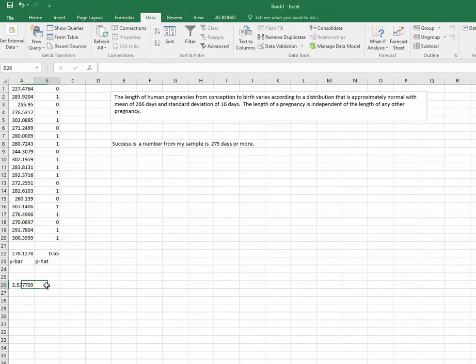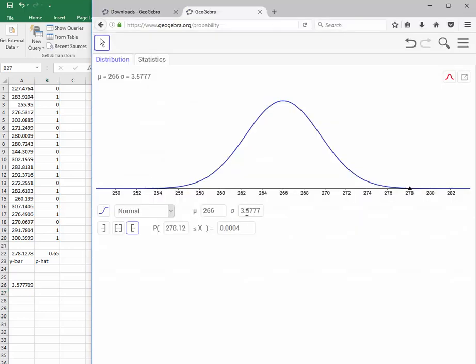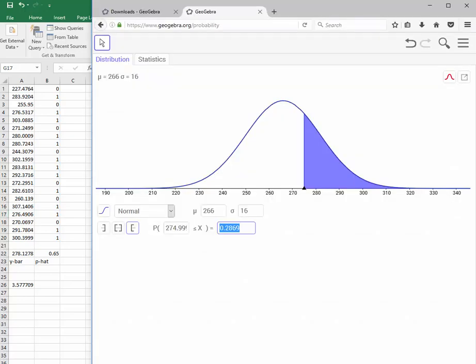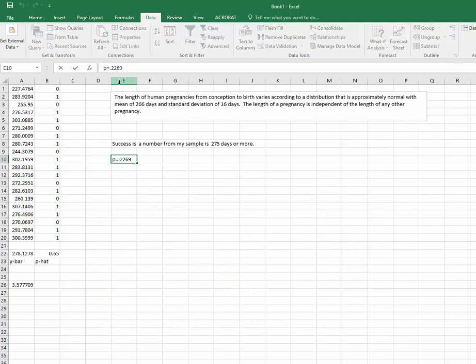Now I'm curious, what about p-hat? So let me calculate the standard deviation of p-hat for this situation, for which I need to determine the chance of success. Okay, I'm going to cheat a little bit and use GeoGebra. So the chance of getting one number to be 275 or more, the chance of success, is 0.2869. If I remember that correctly, I need to go back. I don't think that's correct. 0.2869. So that was my probability of success.